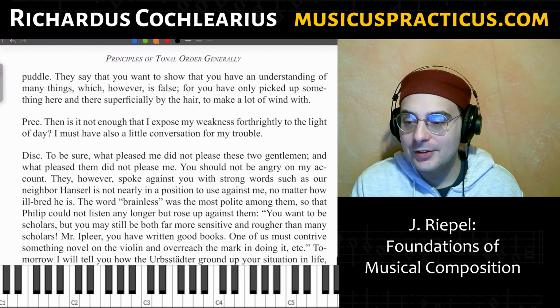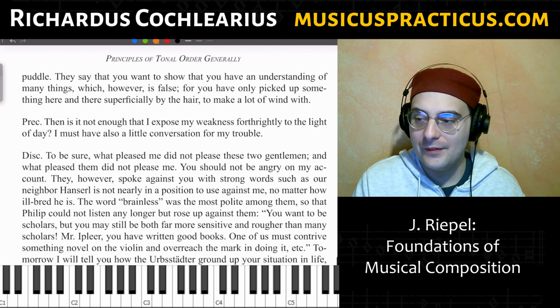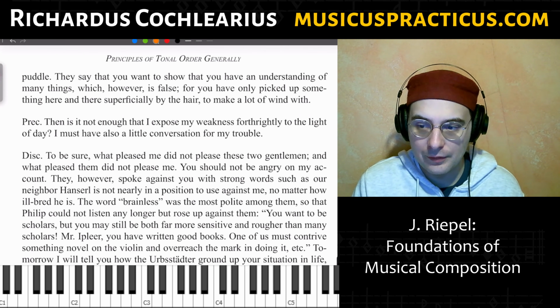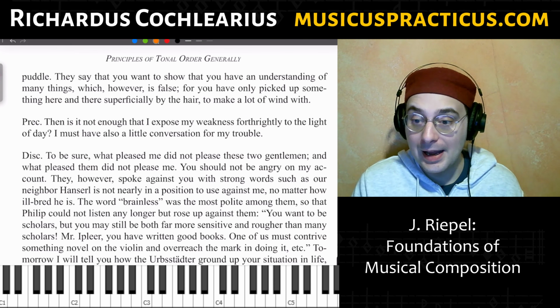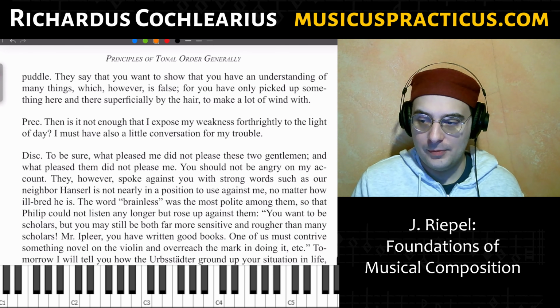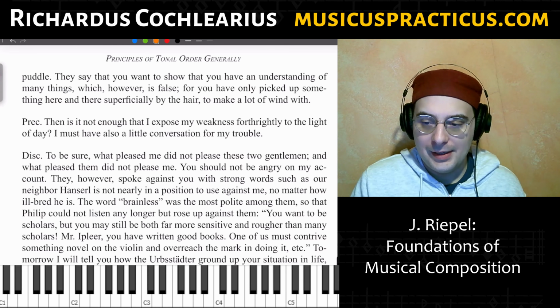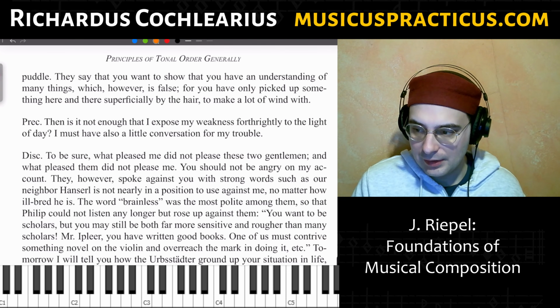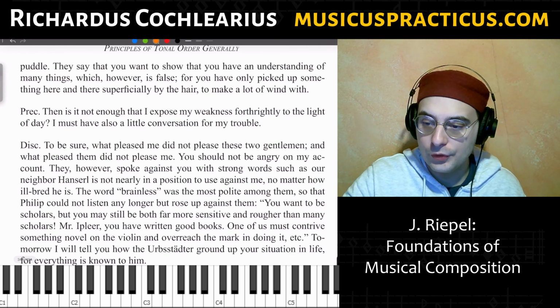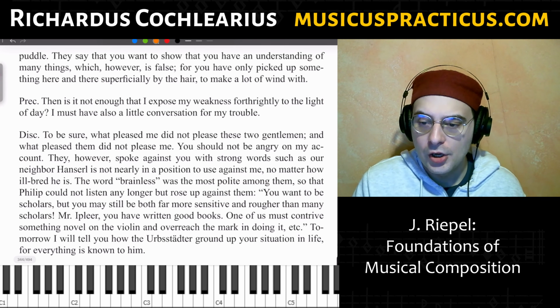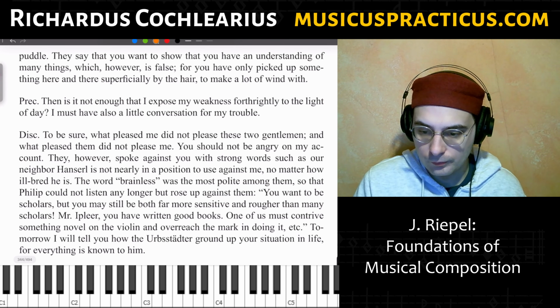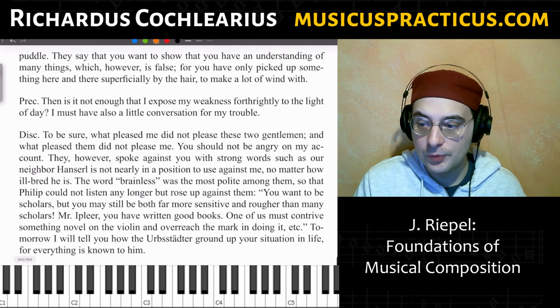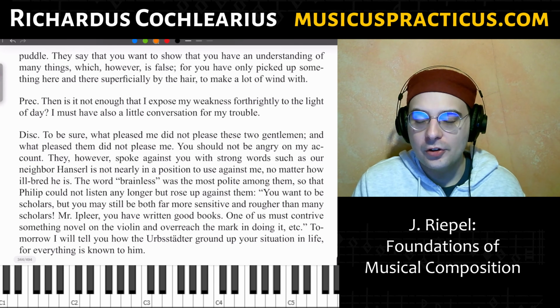They say that you want to show that you have an understanding of many things, which, however, is false, for you have only picked up something here and there, specifically by the hair, to make a lot of wind with. Then it is not enough that I expose my weakness forthrightly to the light of day. I must also have a little conversation for my trouble. To be sure, what pleased me did not please these two gentlemen, and what pleased them did not please me.